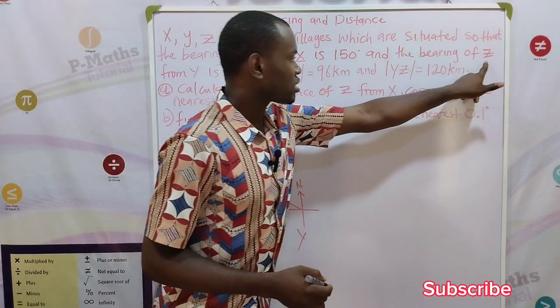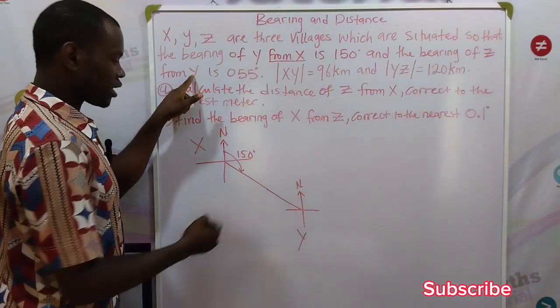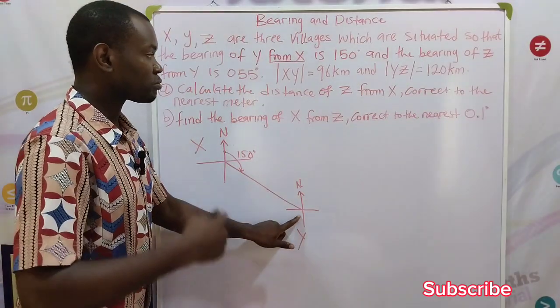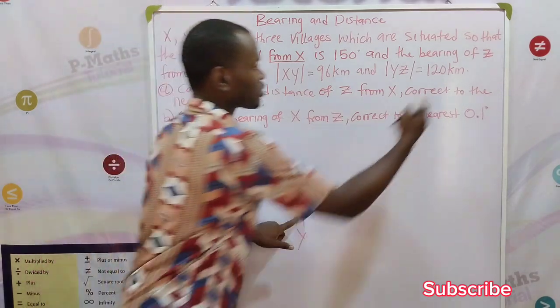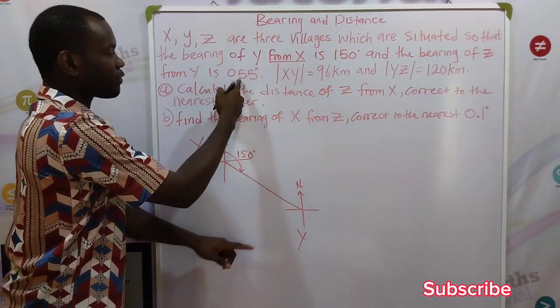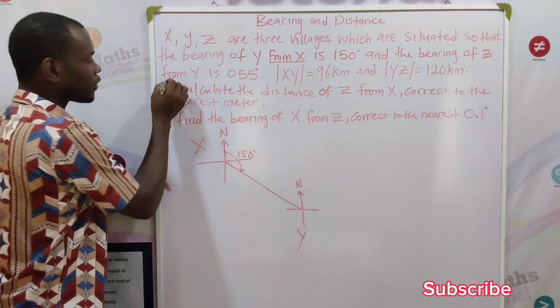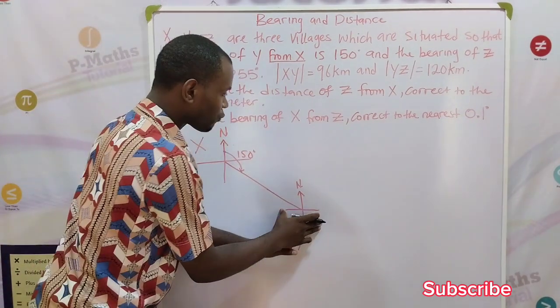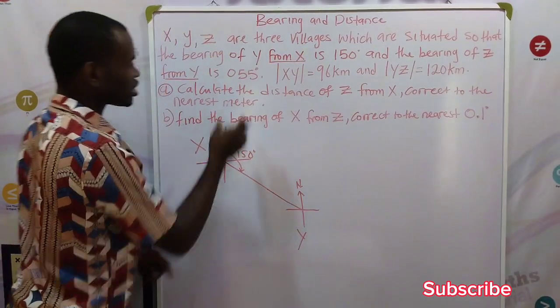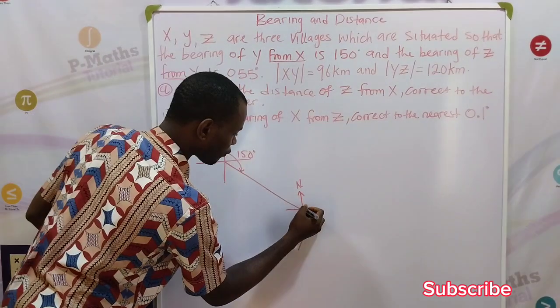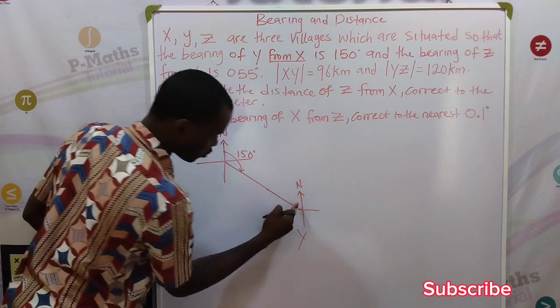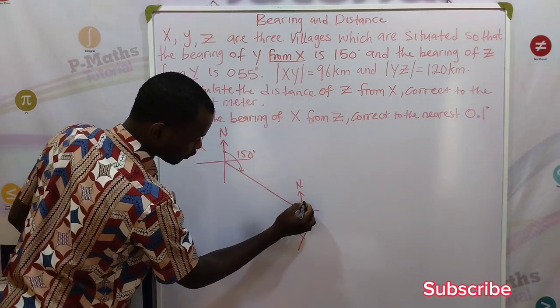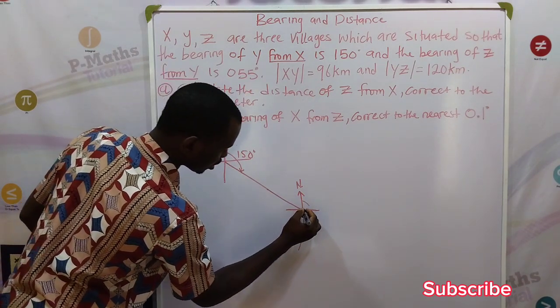Then the bearing of Z from Y. Now, Y has to be the starting point this time around because Z is situated at 55 degrees from Y. Take note of the word from Y, okay? So we have to move from Y at a particular degree, which is 55. So we move from the North Pole, turn 55 degrees, all right? Then we move up.